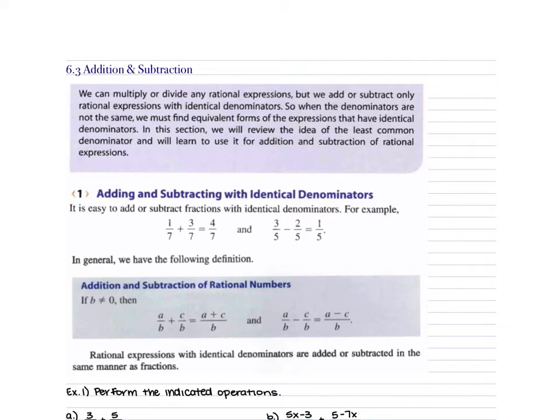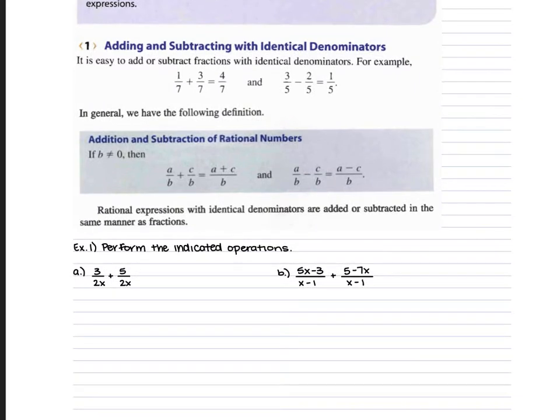6.3 goes over addition and subtraction of rational numbers or rational expressions. When we look at these, you want to keep in mind when you're adding and subtracting fractions, your denominators must be the same in order for you to add or subtract your numerators. So make sure the denominator is the same, keep the denominator, combine your like terms in the numerator.